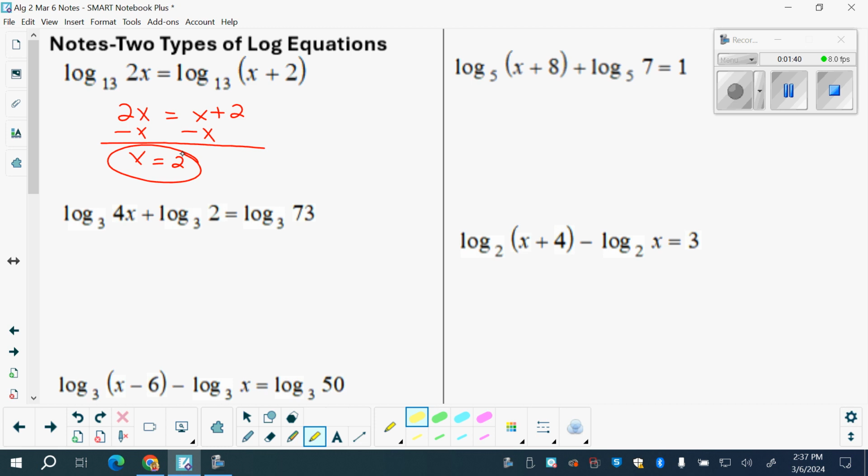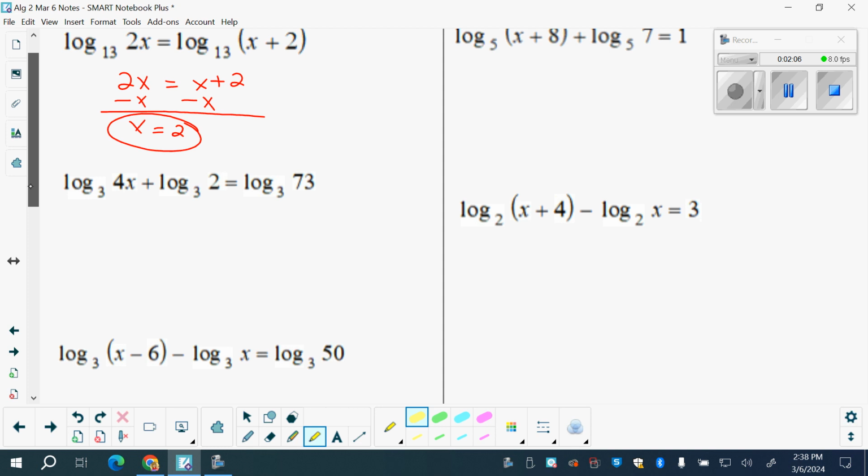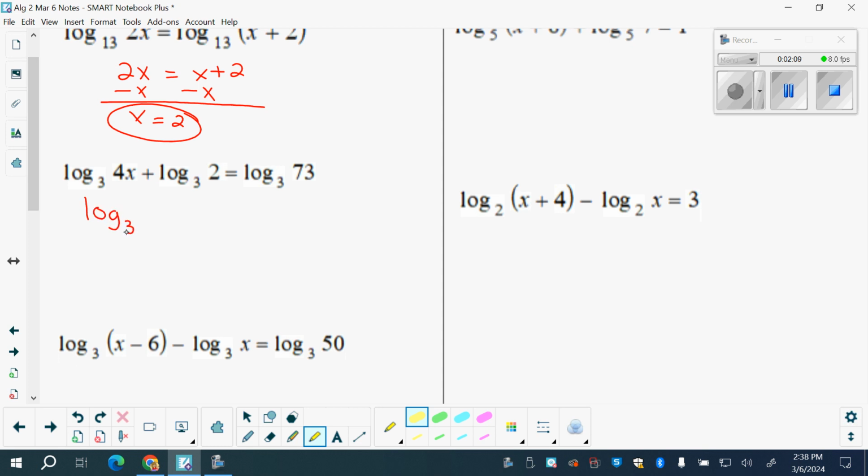Okay, we're going to do the one right below it next. What's different here on this one? There's 3 of them. So the left-hand side has 2 of them, but they're the same base again, right? Can we make them one log? So that would be the log base 3 of, this is addition, 4x times 2. And then that's going to be log base 3 of 73.